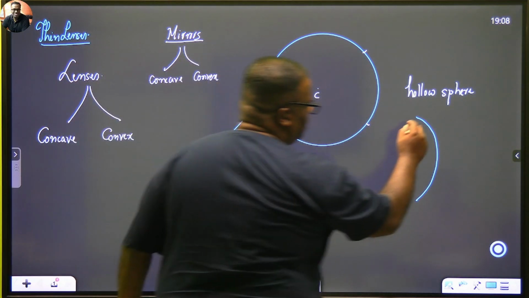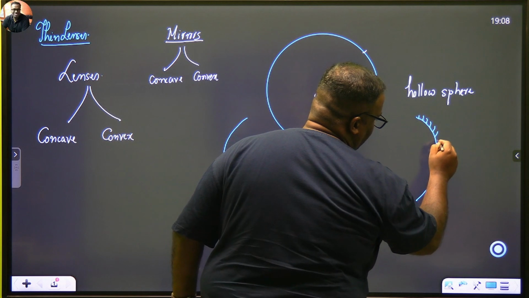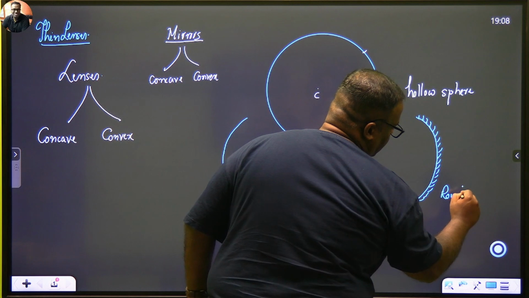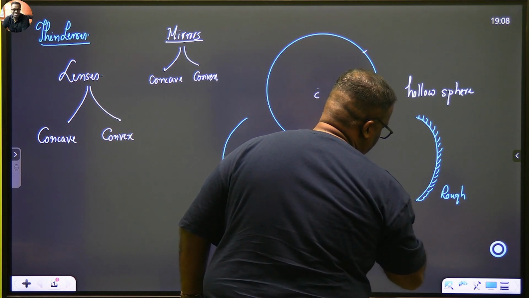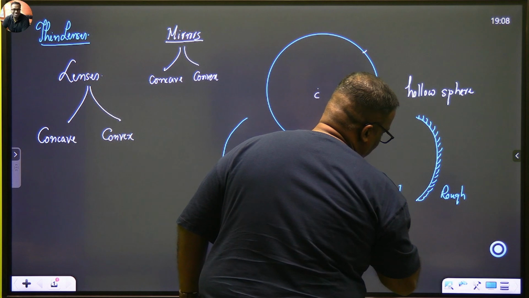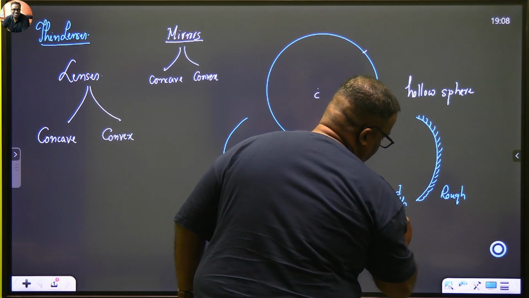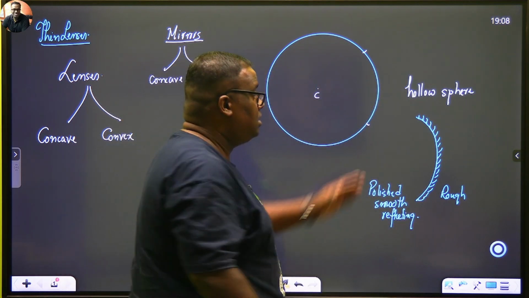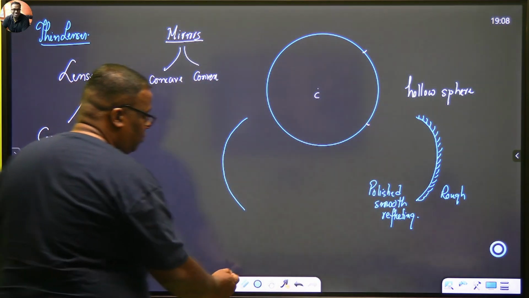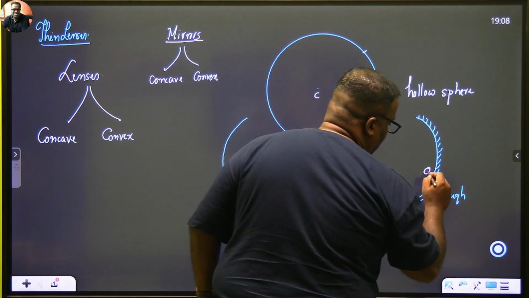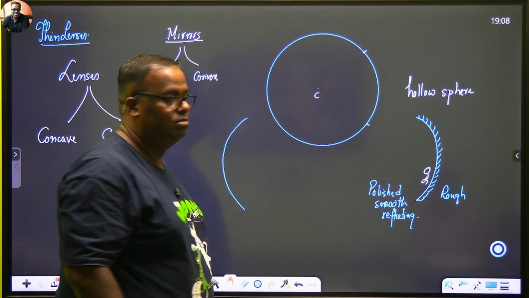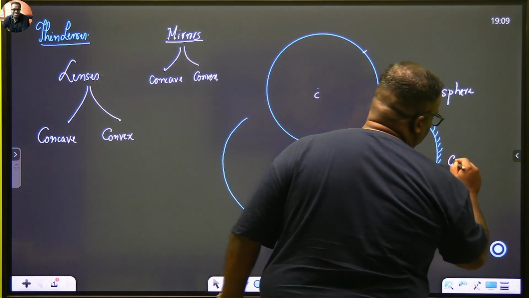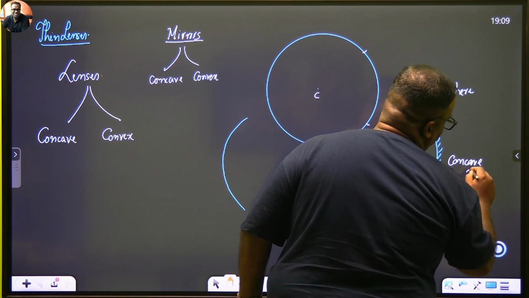If I make this a mirror, we call this the rough side. If I make this rough, and this is the polished side, polished means it is also known as the smooth side, or the reflecting side, then such a mirror can be thought of as if there is a small boy sitting under a cave. The boy is sitting inside the cave, that is the way to remember. So such a mirror will be known as a concave mirror.